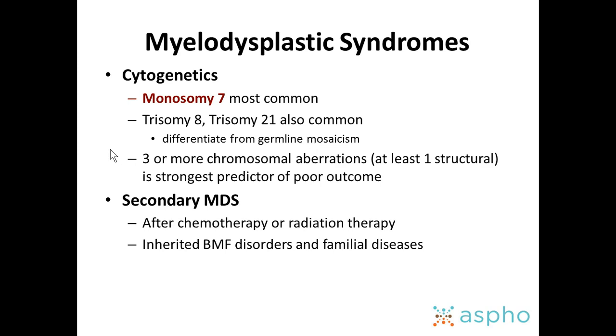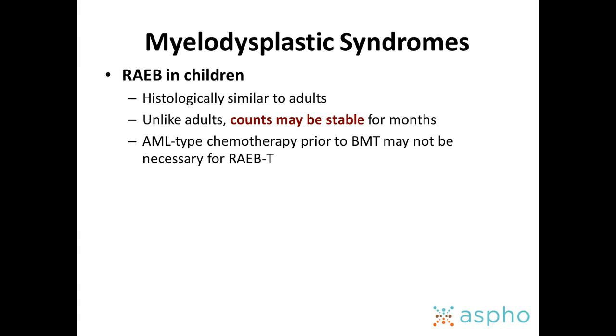So I think that's something, if I were writing a question, you might think about tricking somebody with. And then if you start to do cytogenetics and you see there's a lot of chromosomal problems, that suggests there's something wrong going on here, more than just simply a stressed marrow. And then there's the secondary MDS that Pat talked about.